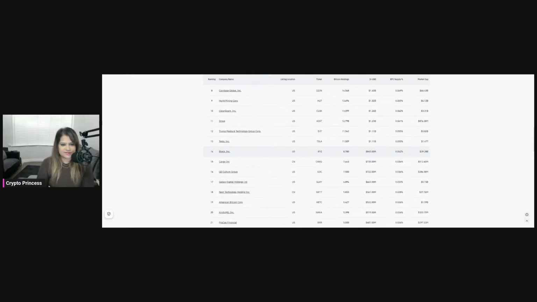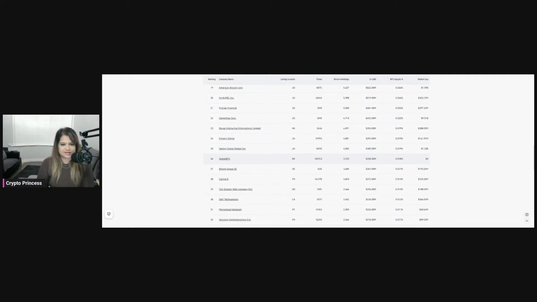And let me see if I can find it actually. Here, the Smart Web Company. I'm actually doing a lot of work for them. They're so cute. They are 2,664 US dollars.